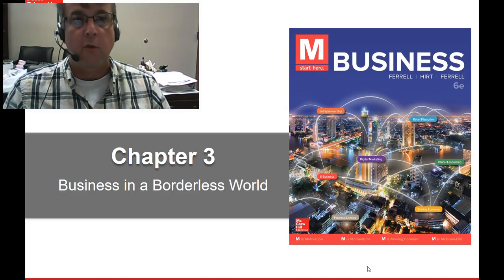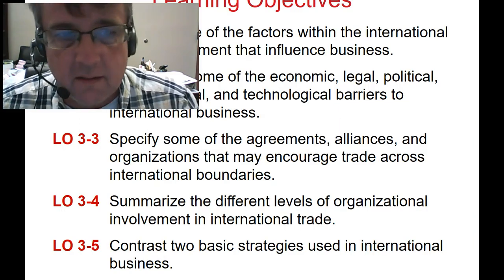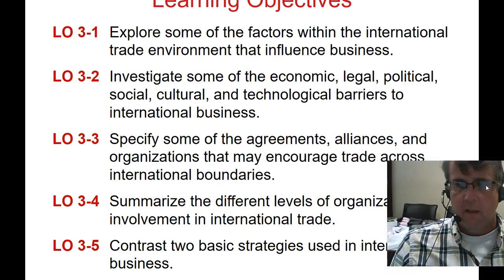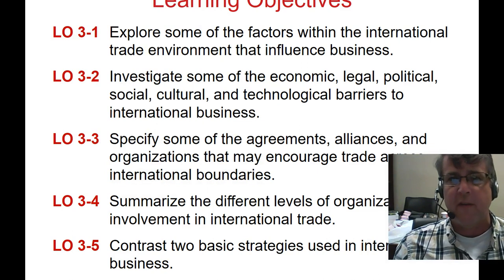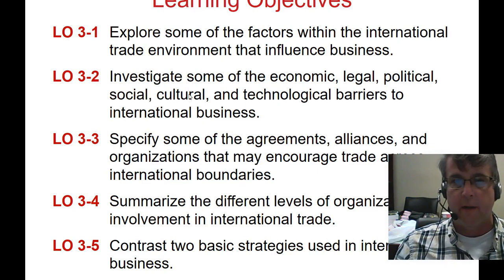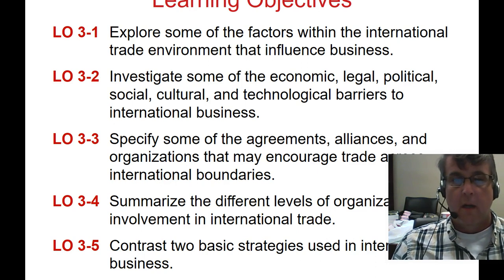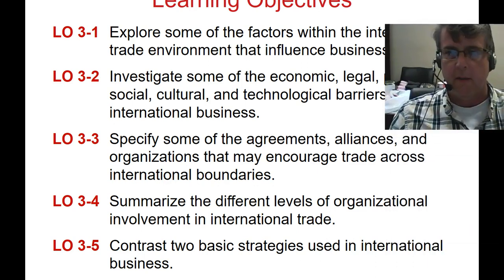Now, Chapter 3 deals with international business, so we're going to talk about some different things. If you look here, these are some of the objectives of the chapter. We're not going to cover them all. Explore some of the factors within the international trade environment that influence business. Investigate some of the economic, legal, political, social, cultural, and technological barriers to doing international business. Specify some of the agreements, alliances, and organizations that may, and keep that word there, may encourage trade across international boundaries. Summarize the different levels of organizational involvement in international trade, and contrast two basic strategies used in international business.